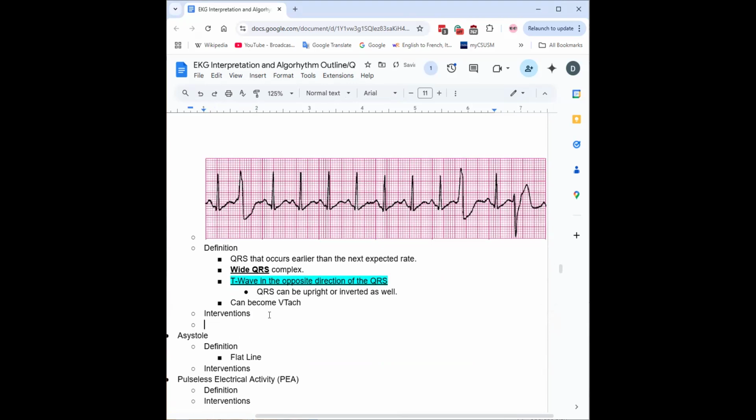And then with your interventions, if you're fast and symptomatic, what do? That's assess and treat cause. But then if you're fast and symptomatic, what do we do?